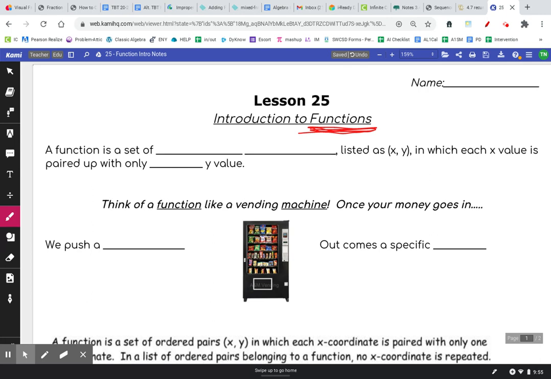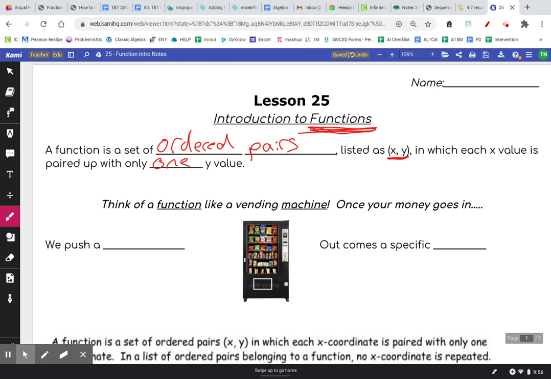It says a function is a set of ordered pairs listed as xy, like those coordinate pairs we've seen before, in which each x value is paired up with only one y value, okay? Another way to say it is every x has only one y, okay?